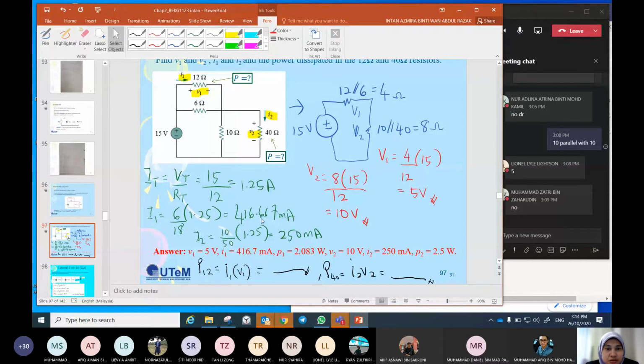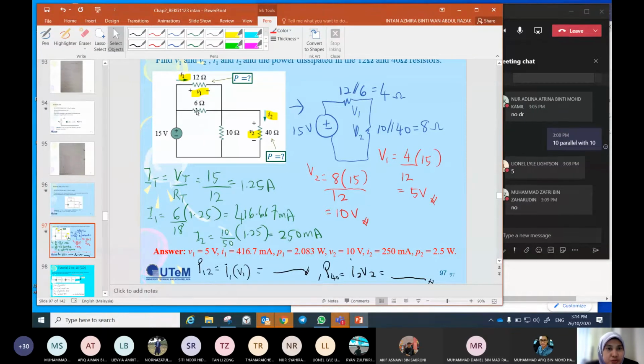Always leave your answer in 3 decimal points. So 416 milliamps flows through here, it is I1. How about the current that flows through the 6 ohm resistor? There are two methods: either subtract I1 from I total, or apply the current divider principle to find the current through 6.